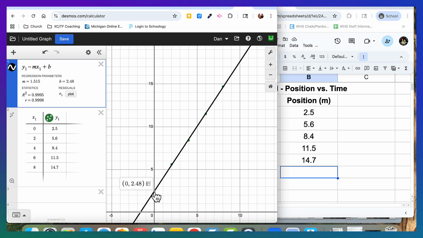So really what we have in our real world example of y equals mx plus b is our position is equal to 1.5 meters per second times x, which is time, plus 2.5 meters. All right. So then you can use that to make any calculations, any extrapolation, stuff like that.